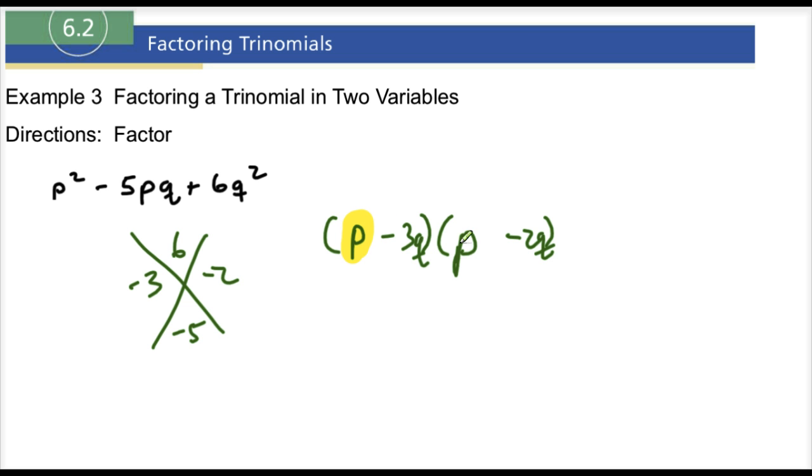When you multiply your first two terms, like when you do FOIL, that always has to be equal to your first term, your p squared. So that's how I knew p times p is p squared. And then how did I know to put the q's right there? Well, when you multiply these guys right here, that has to give you your last term. And -3q times -2q is +6q squared. So that's kind of how you know where to put your p's and your q's.